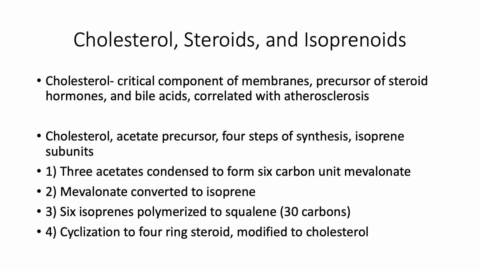3 acetates are condensed to form 6 carbon unit mevalonate. Mevalonate is converted to isoprene. 6 isoprenes are polymerized to squalene. So we have 30 carbons. And then the cyclization to a 4-ring steroid, and then subsequently modified to cholesterol.